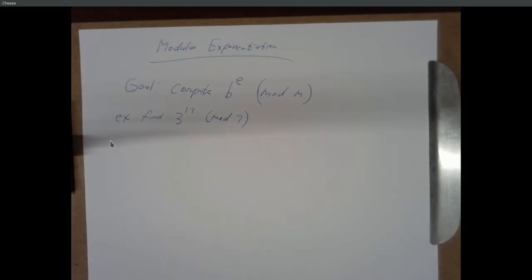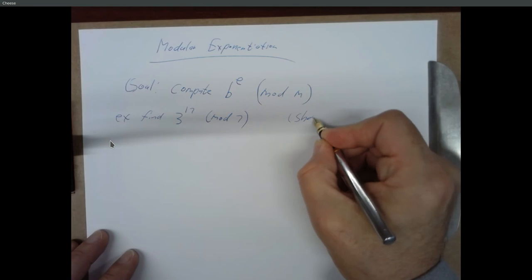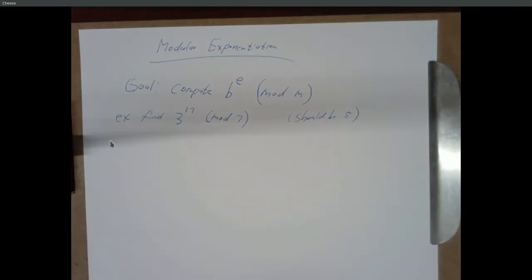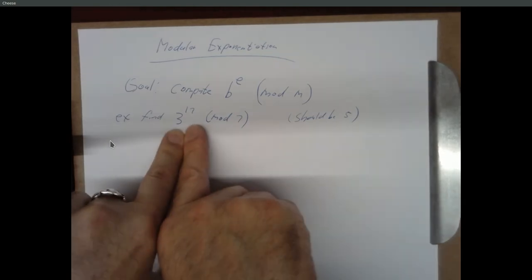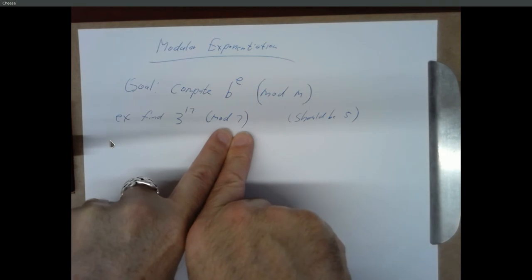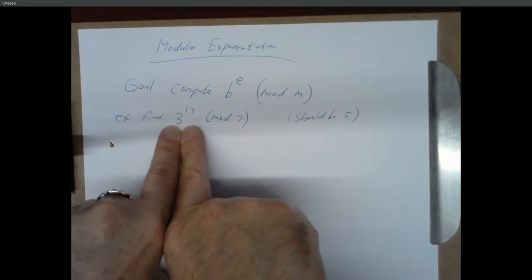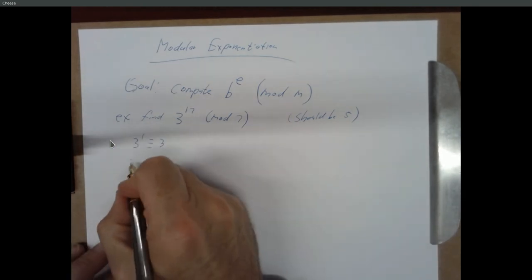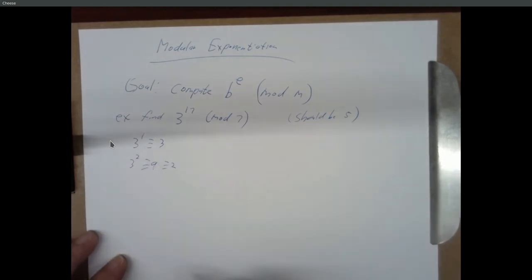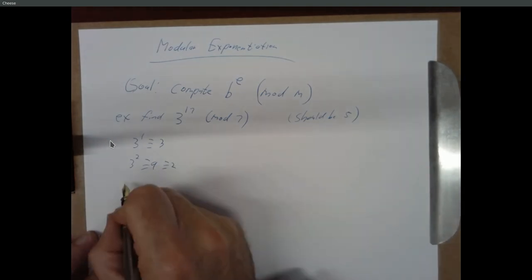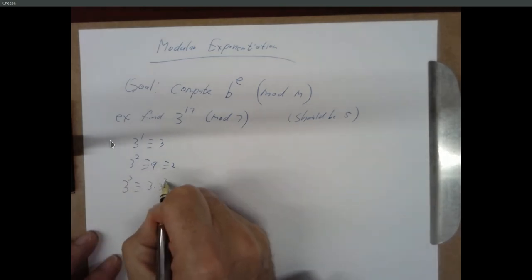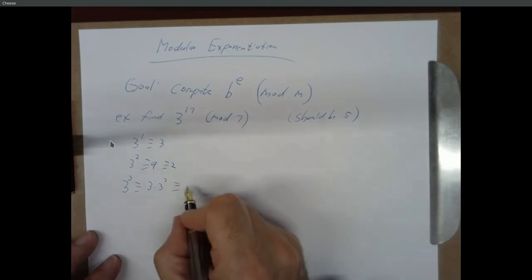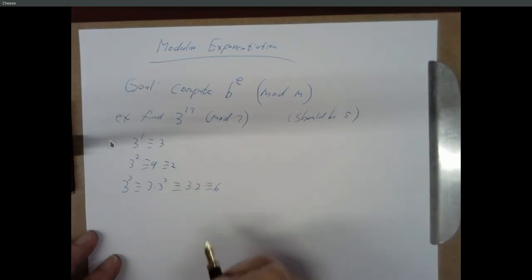But that's if you've got a computer or a nice calculator handy. Suppose you don't. Well, remember, there's two things we can do. We can compute 3 to the 17th and then see what that is modulo 7. That's what we just did with the computer. Or we can reduce modulo 7 anytime we want, and we should get the same answer. So I'm going to make a table. 3 to the 1 is just 3. 3 squared is 9, but that's also 2. It's 2 more than a multiple of 7. 3 cubed is 3 times 3 squared. And since 3 squared is congruent to 2, this is congruent to 3 times 2, which is just 6.